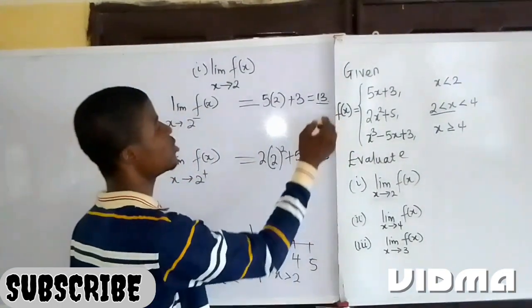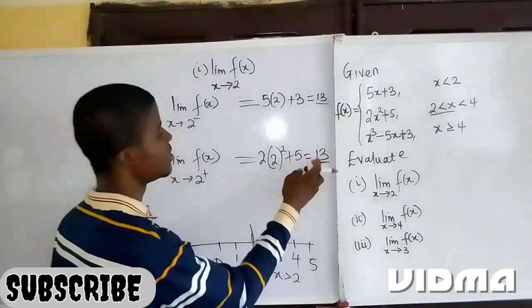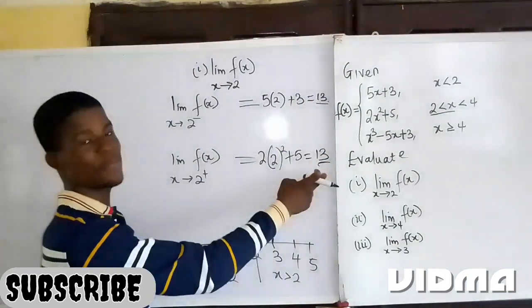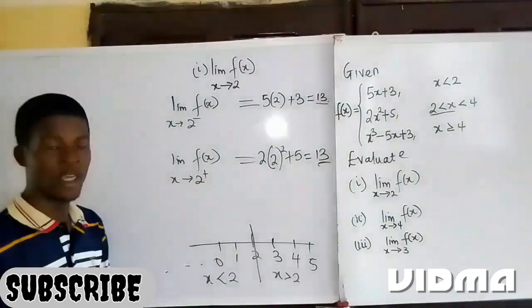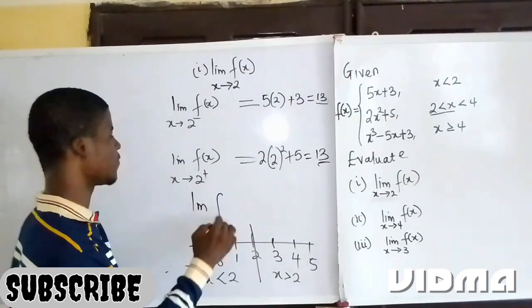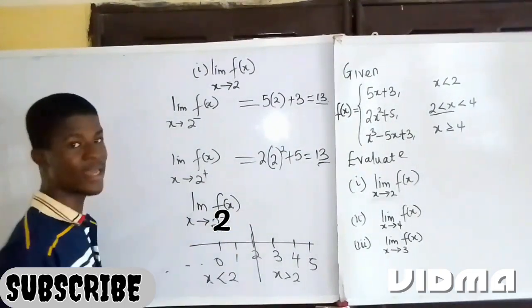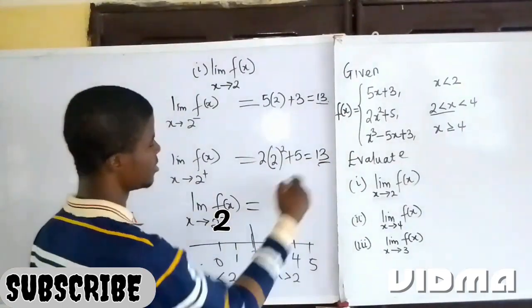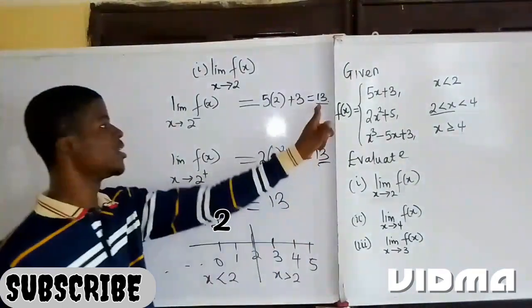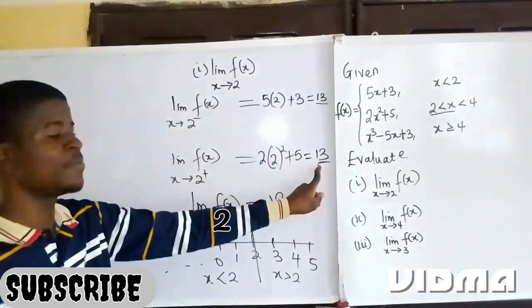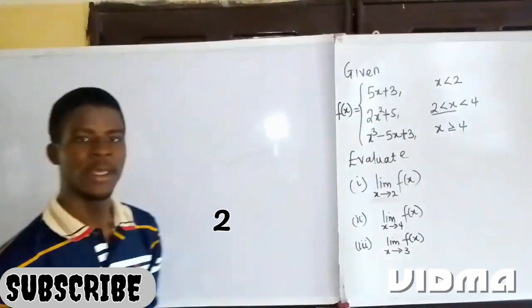So you can see that the two limits are equal. That is, the left-hand limit and the right-hand limit are equal. So that is to say that the limit of f of x as x approaches 2 from either side exists, and it is 13, because both the left-hand limit and right-hand limit are equal.